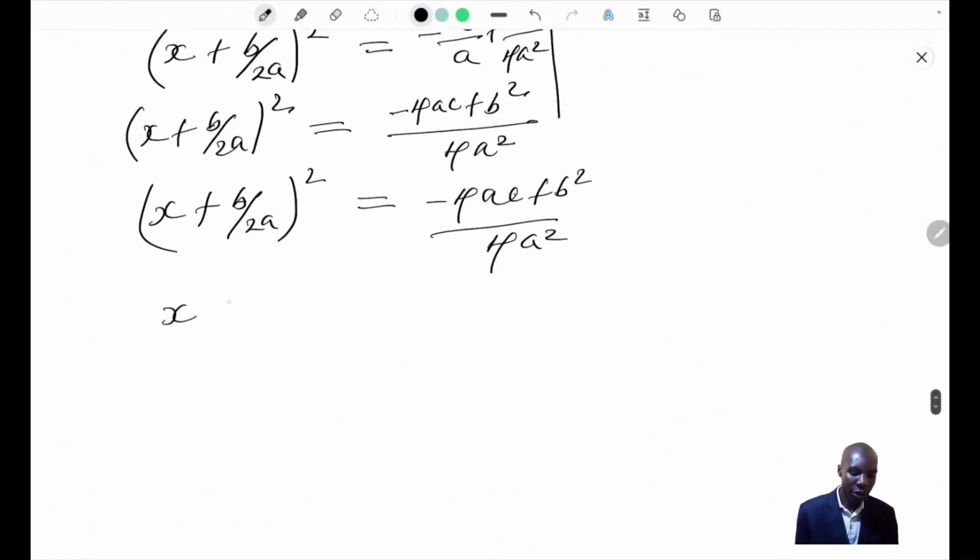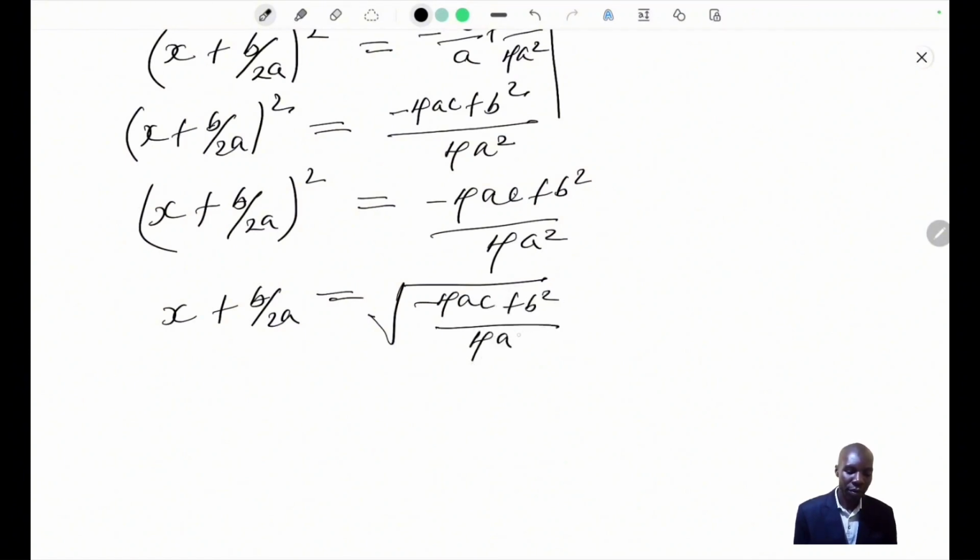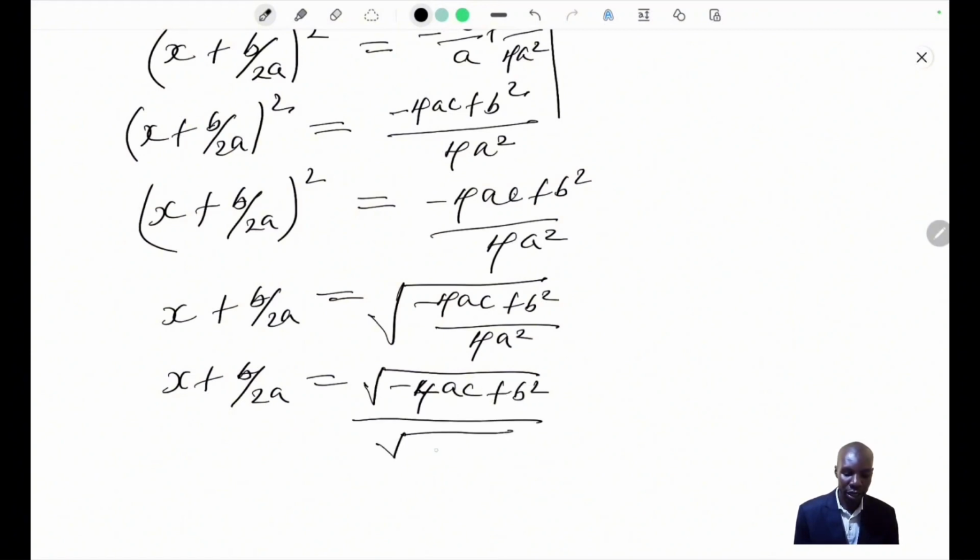So x plus b over 2a alone is going to be the square root of minus 4ac plus b squared over 4a squared. That means x plus b over 2a is going to be the square root of minus 4ac plus b squared over the square root of 4a squared.